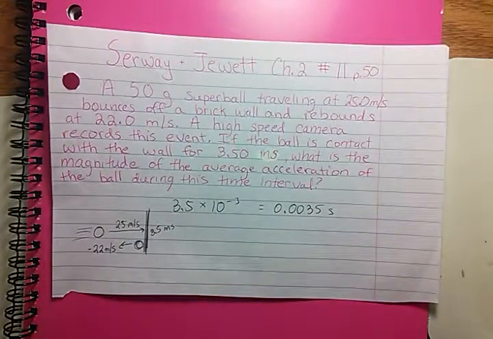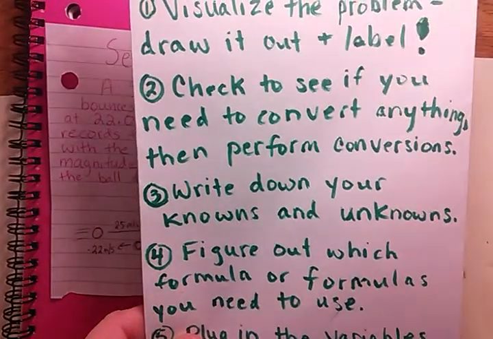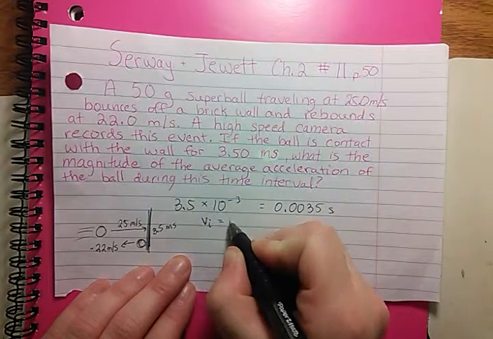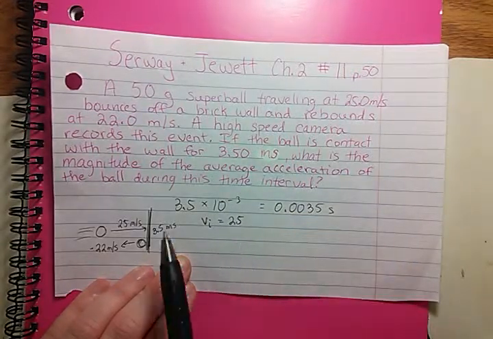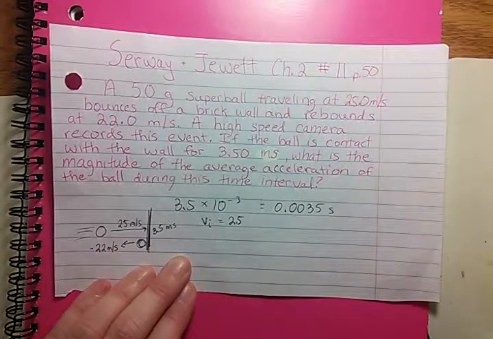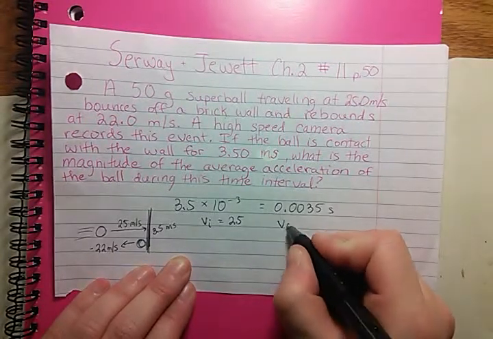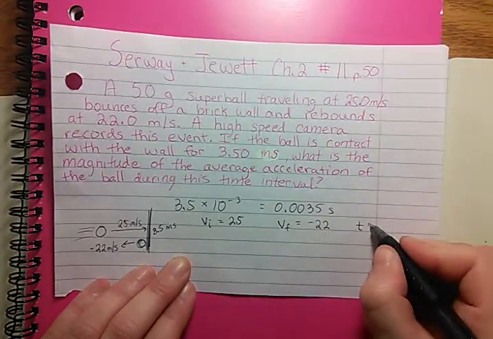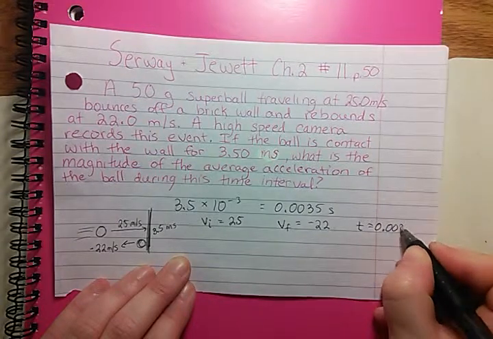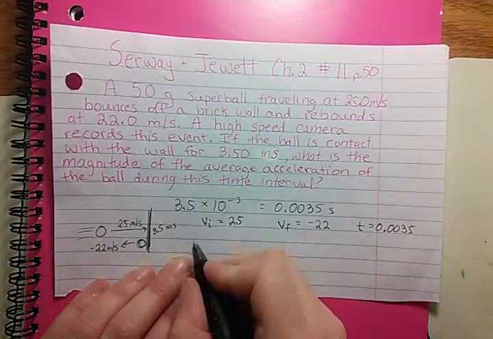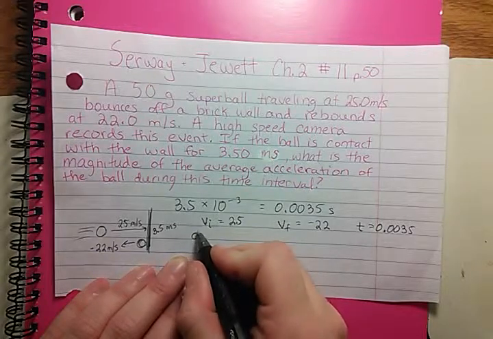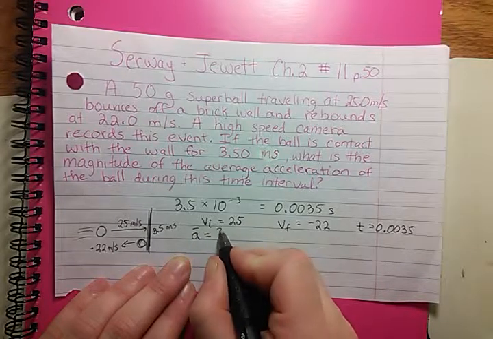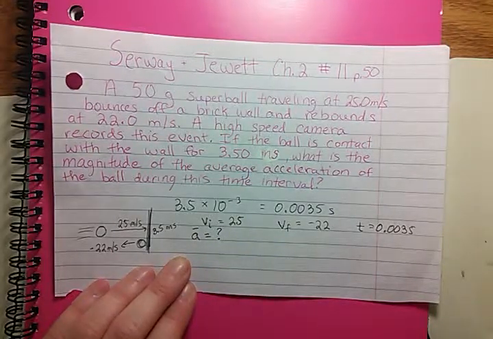The next step is to write down your knowns and unknowns. So in this case, we have VI, which is 25. And I'm just going to drop the units here because at this point everything is in correct units. VF is negative 22. And time is 0.0035. And I'm asked to find average acceleration. Remember, to write average, you can just put a bar over the top. So I write A with a bar over the top, question mark. That's my unknown.